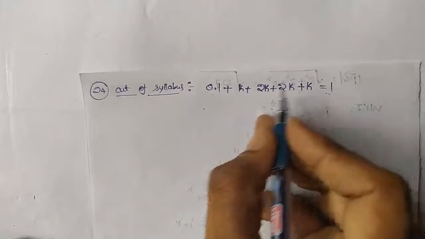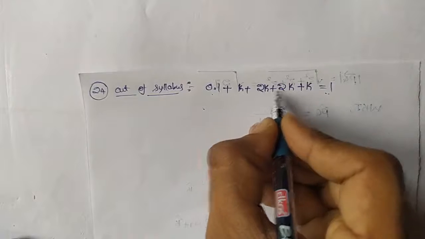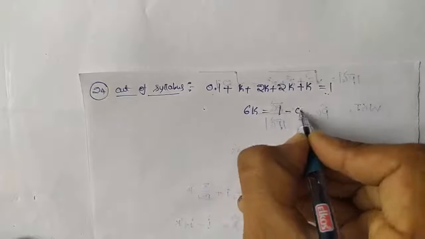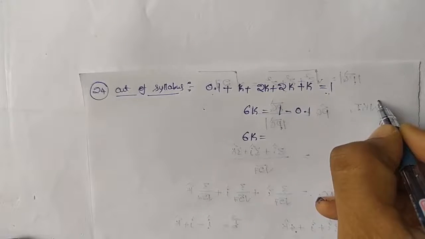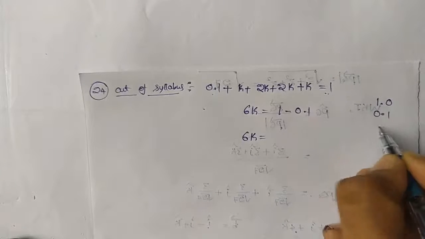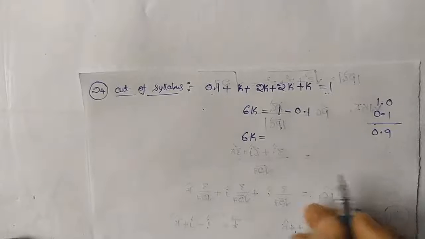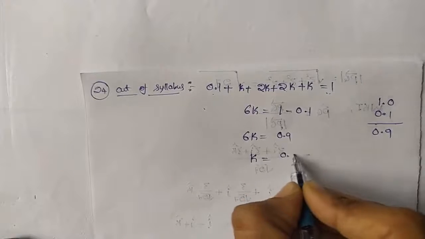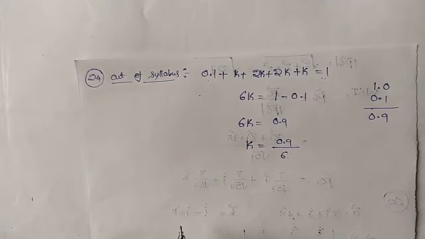Send this 0.1 to the right. k plus 2k plus 2k plus k gives 6k, which equals 1 minus 0.1. So how to find 1 minus 0.1? 1.0 minus 0.1 is 0.9. So we get the value of k equals 0.9 divided by 6. That is the value of k.